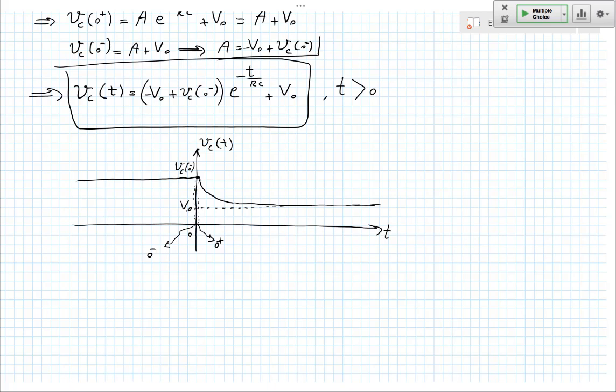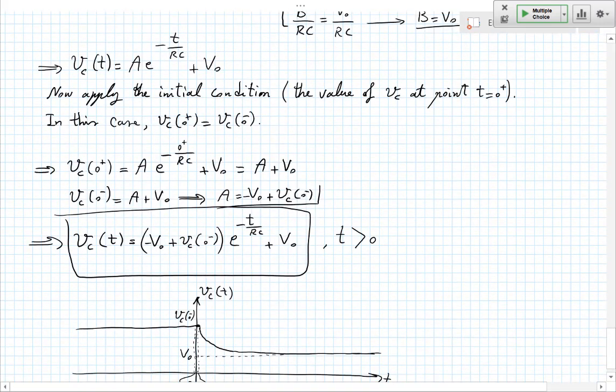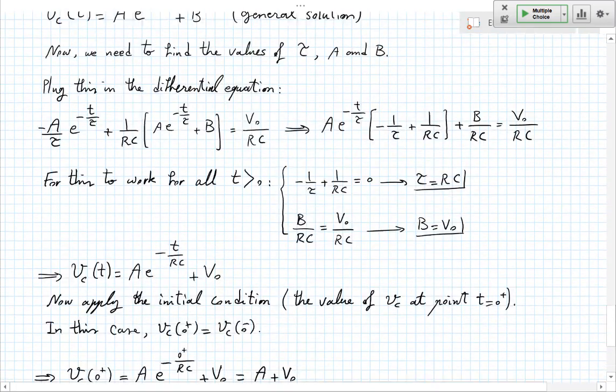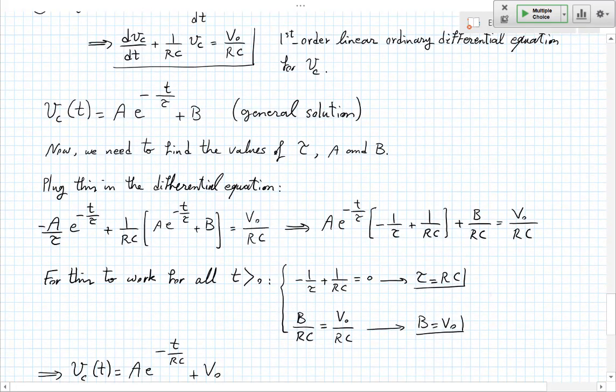In this case, I assume that Vc of 0 minus was a value greater than V naught, the way I've drawn this. Okay. So now we introduced a concept here, that tau. So I want to go back to it here. This is where I introduced the general solution to these first order equations.